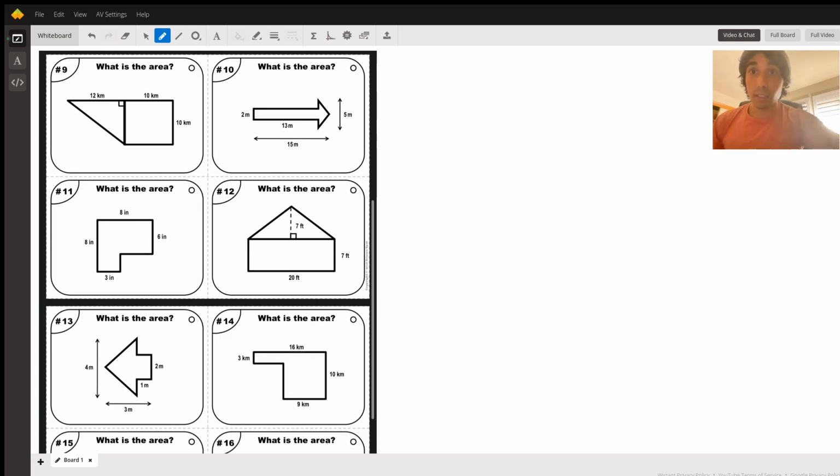All right. So, I'll start with number 9. We'll go through some of these. I'll do like one of each type. So here we got a triangle and a square. So what you want to do is find the area of each shape by itself, then add them together.